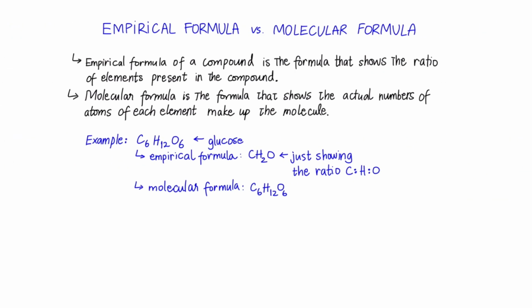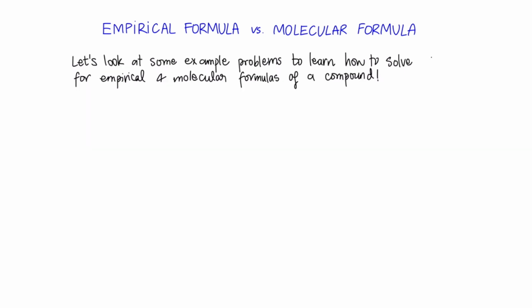Meanwhile, we have the molecular formula of glucose. That's going to be C6H12O6. This formula shows that one glucose molecule consists of 6 carbon, 12 hydrogen, and 6 oxygen atoms. So now that we've gone over the definitions as well as an example, let's look at some example problems to learn how to solve for empirical and molecular formulas of a compound.